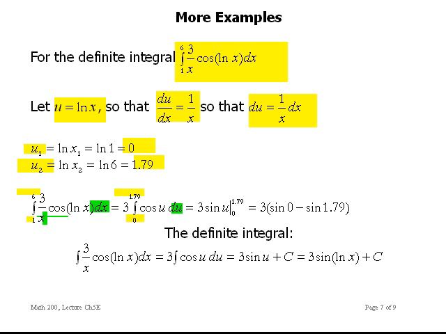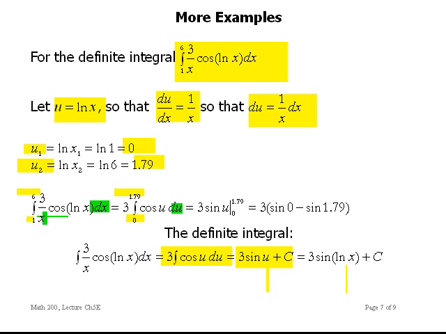I'm done. If it's an indefinite integral, then I have no limits of integration to change. I will end up with exactly the same function, but with no limits of integration. I find the primitive. Remember, it'll have this constant of integration, but there'll be a u in it, right here. I change the u back to what it was originally, and that's the answer.